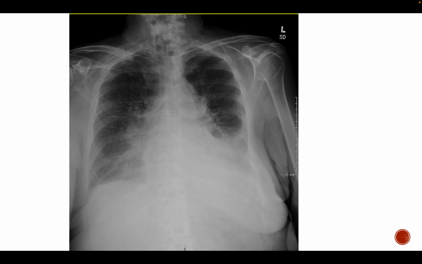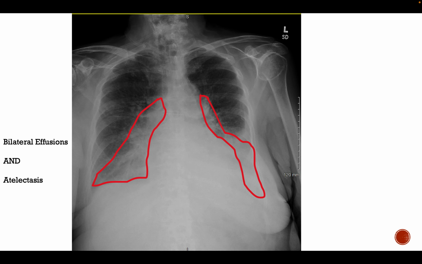This is the preoperative chest x-ray that occurred 2 days before. As you can see, we have bilateral pleural effusions. These are outlined in red, in addition to some atelectasis.